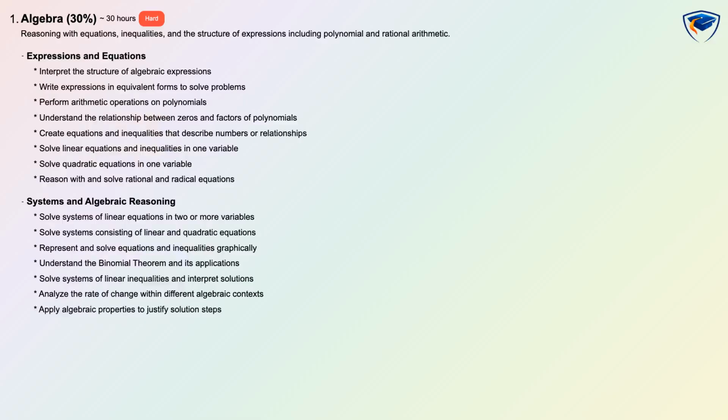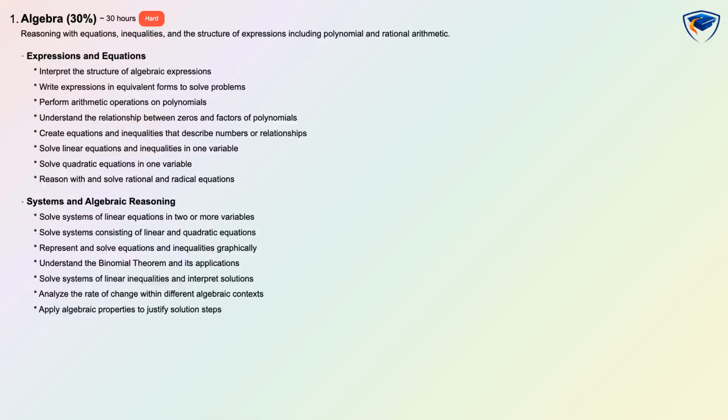Algebra carries 30% of the exam weight and is marked hard with an estimated 30 hours of study. You will reason with equations, inequalities, and the structure of expressions including polynomial and rational arithmetic. Expect to interpret and rewrite expressions, perform operations on polynomials, connect zeros and factors, create and solve linear and quadratic equations, and reason through rational and radical equations.